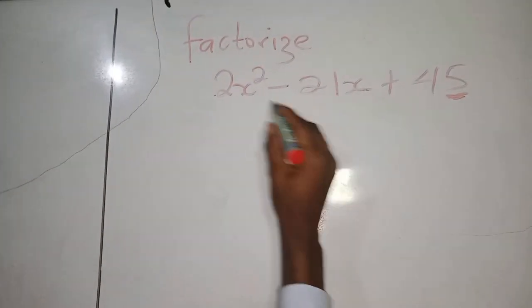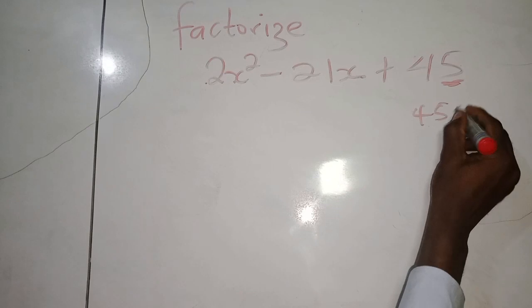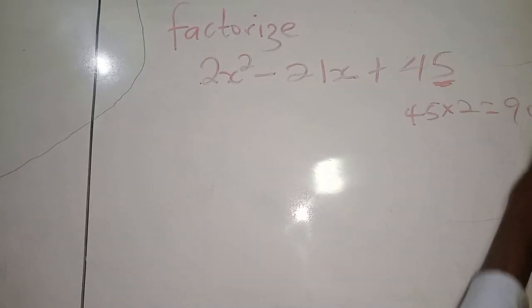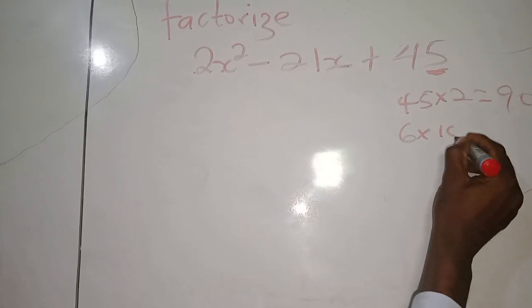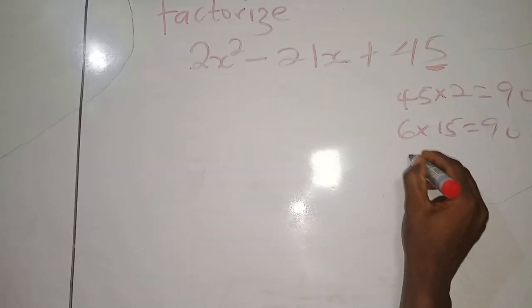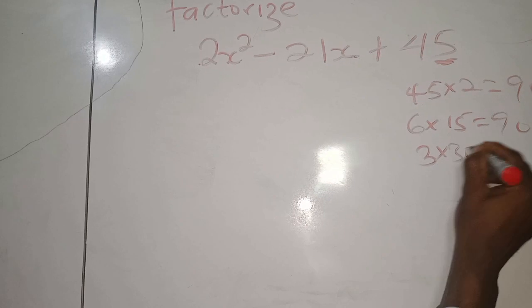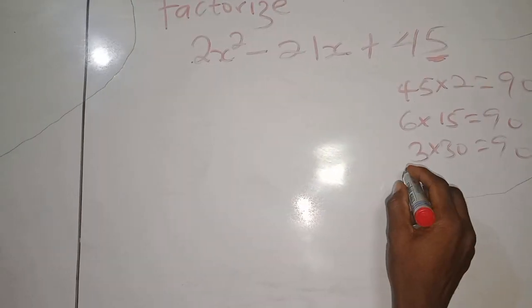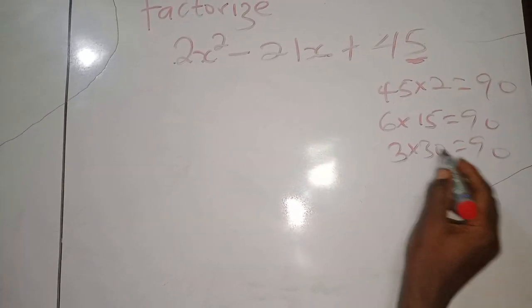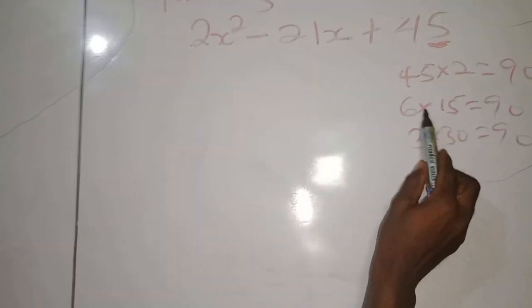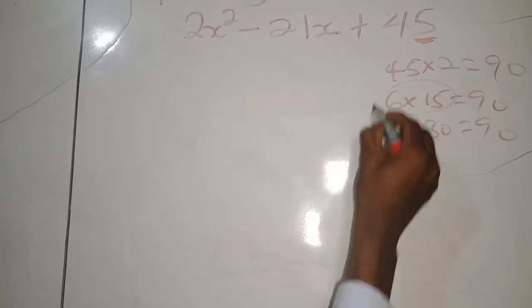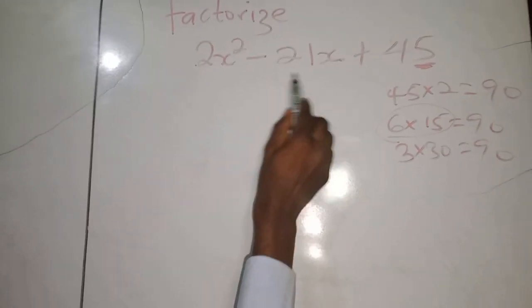So when we do that, we have 45 times 2, which is 90. So my factors of 90, I can say 6 times 15, I have 90. I can say 3 times 30, I have 90. Okay, I can as well say 30 times 3 is 90, but I can quickly pick this to calculate the middle one.